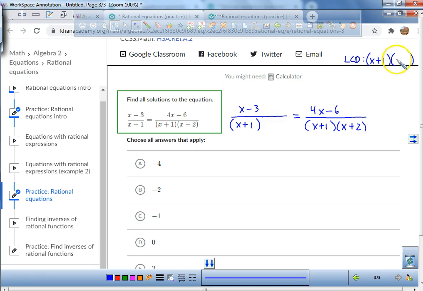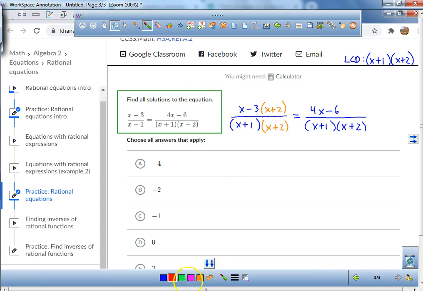Yes, x plus 1 and x plus 2. So this has everything that we need. This does not have everything that we need, so what do we have to multiply both the numerator and the denominator by? X plus 2. So just multiply this by x plus 2, multiply this by x plus 2. And so now what have we done? We've made our denominators exactly the same. So if our denominators are exactly the same, then we know what's going to match.